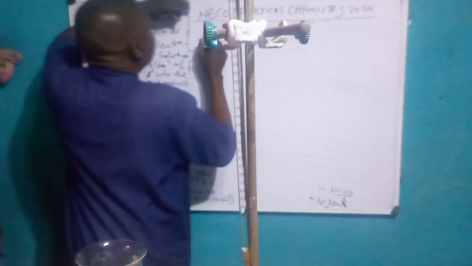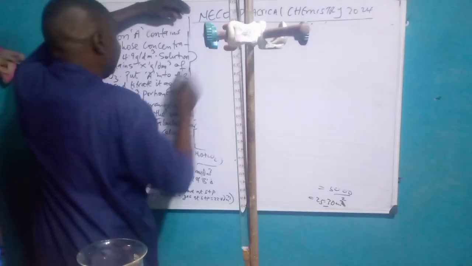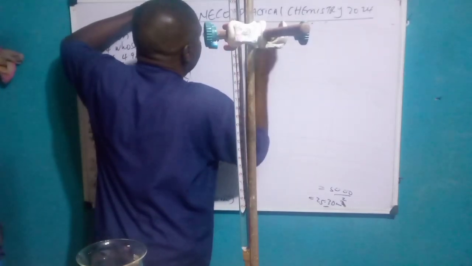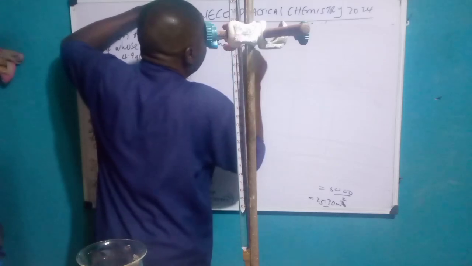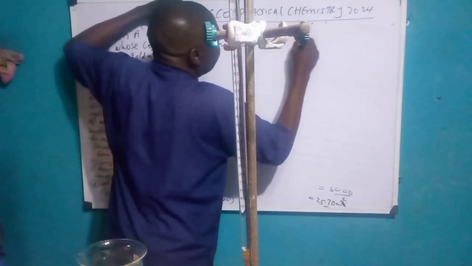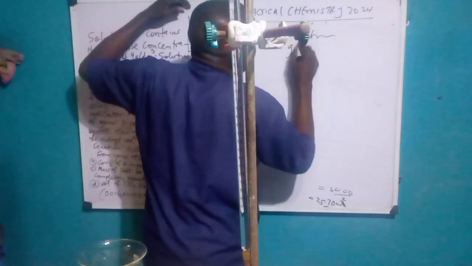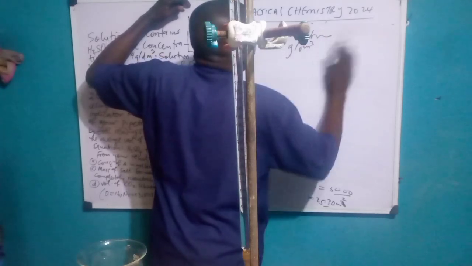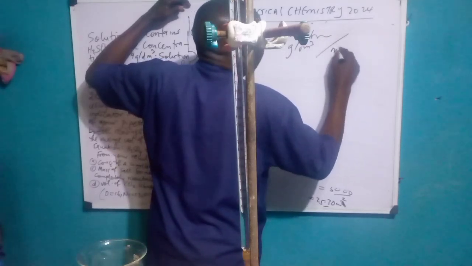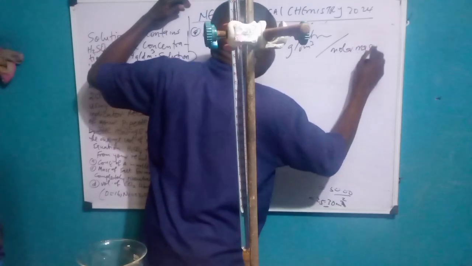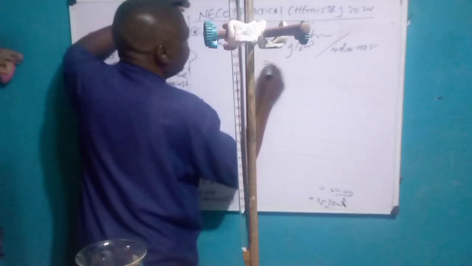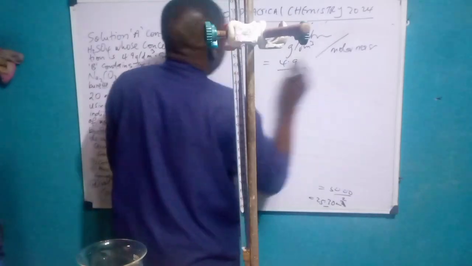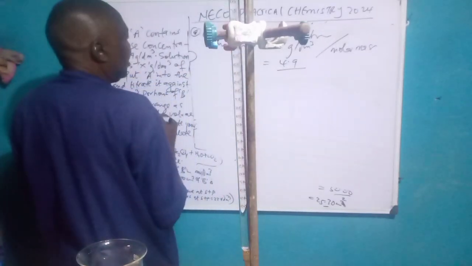So you now say concentration in mole per dm cube. That is question A. Concentration in mole per dm cube equals concentration in gram per dm cube over molar mass. So you have gram per dm cube is 4.9, molar mass of H2SO4.